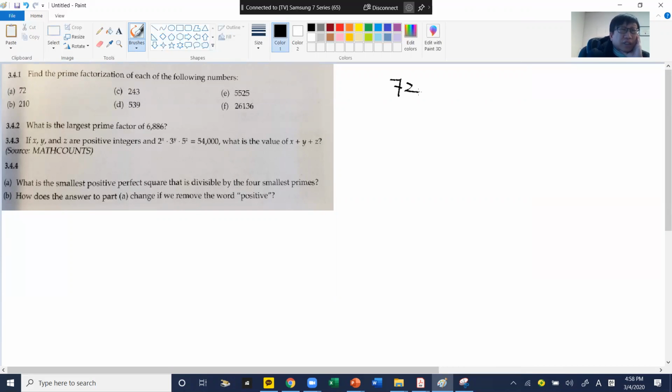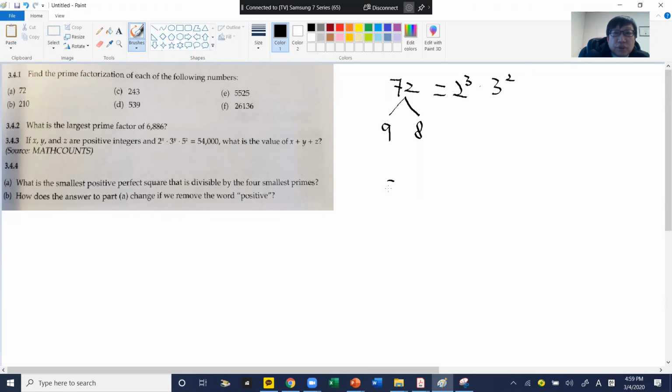Yes, even though you can start with 2 times something, right? But you can use a perfect square number like that one, okay? So I'm going to use 9 and 8. 8 is 2 cubed, right? 9 is 3 squared. Simple, you got that. Understand me?